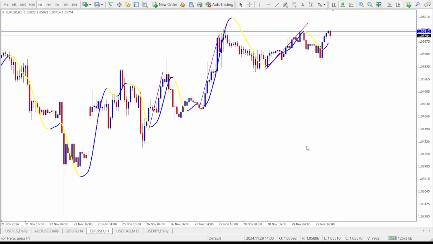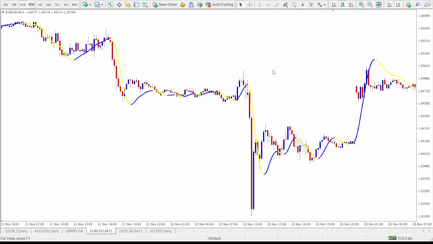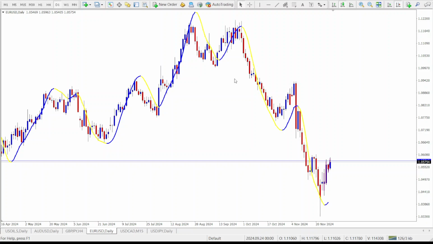Now, in as much as the name of this indicator is Super Scalper Indicator, it can also be used by day traders and swing traders, because the indicator gives insight into the direction of the trend. So it is not limited to scalpers alone.